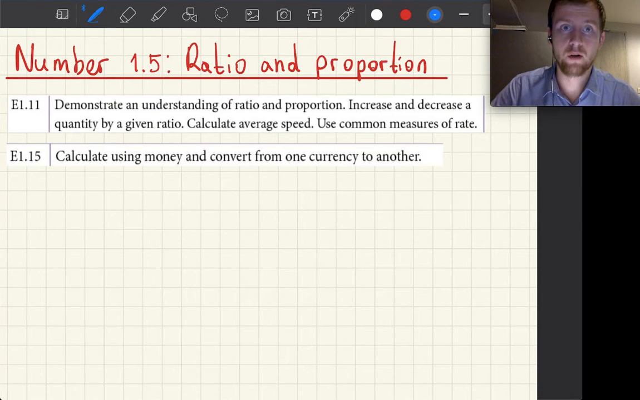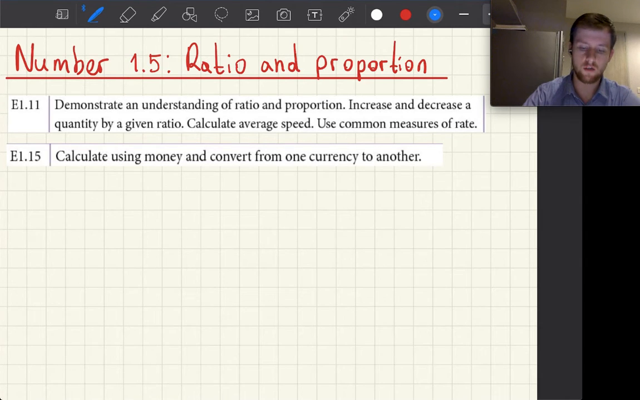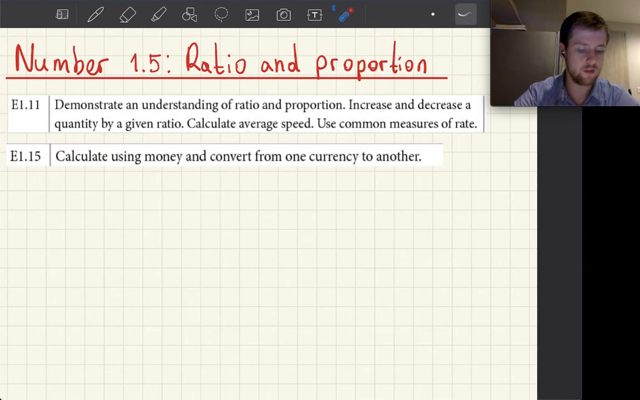Welcome to lesson number 5 of the IGCSE Mathematics course, Ratio and Proportion. Here we're going to cover two syllabus objectives, E1.11: demonstrate an understanding of ratio and proportion, increase and decrease a quantity by a given ratio, calculate average speed.